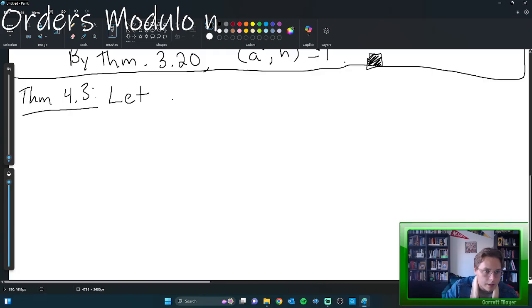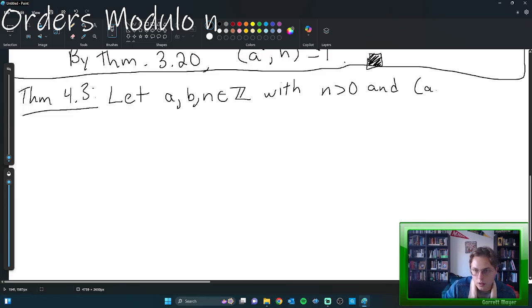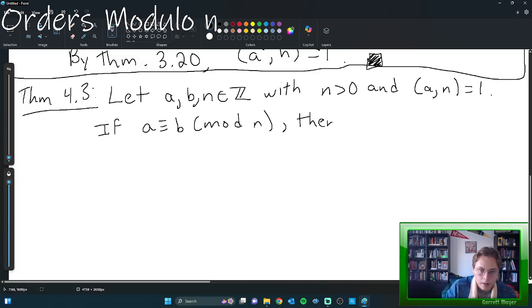let a, b, and n be integers with n greater than 0 and GCD of a and n equals 1. If a is congruent to b mod n, then the GCD of b and n also equals 1.